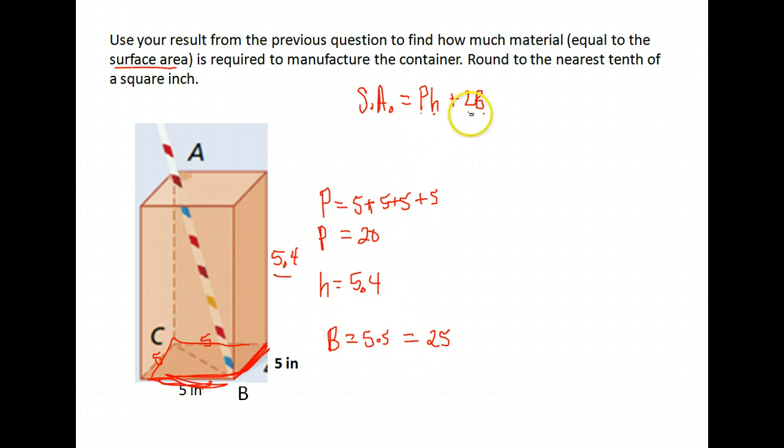We found each of the parts of the formula, so now we can go up here and calculate our surface area. So P, the perimeter of our base, was 20, times H, the height was 5.4, plus 2 times the area of the base, which we found was 25. Do your order of operations, so you do multiplication before addition. So multiply 20 times 5.4, you get 108, plus 2 times 25, so do the 2 times the 25, gives you 50, and now we add those together, and we get a surface area of 158 square inches.